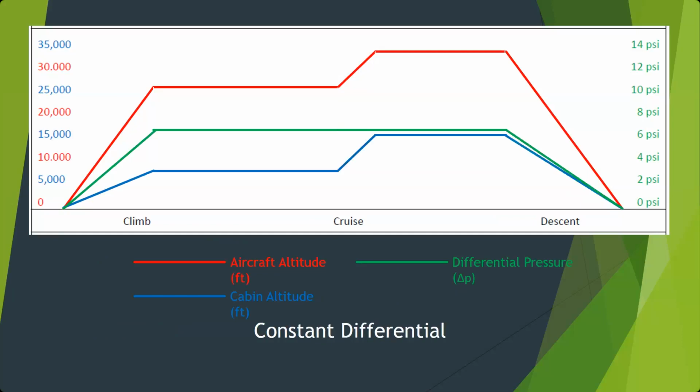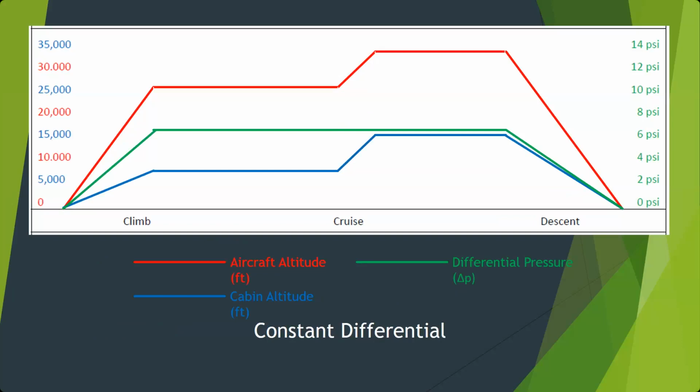Okay. Compare that with constant differential, where we keep our differential constant, in this case just over 6 psi, for instance. So here there's about a 20,000 foot difference between cabin and aircraft. And then if we were to keep that constant differential, you can see here, now we still have that 20,000 foot difference between cabin and outside.